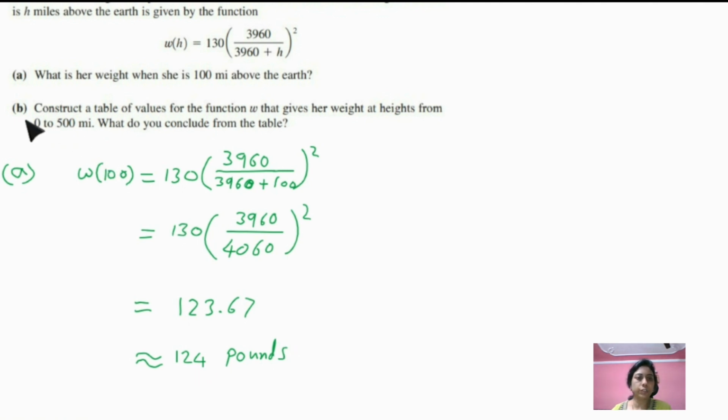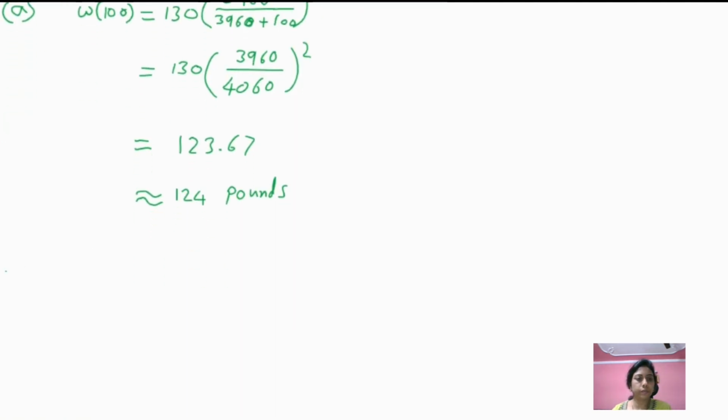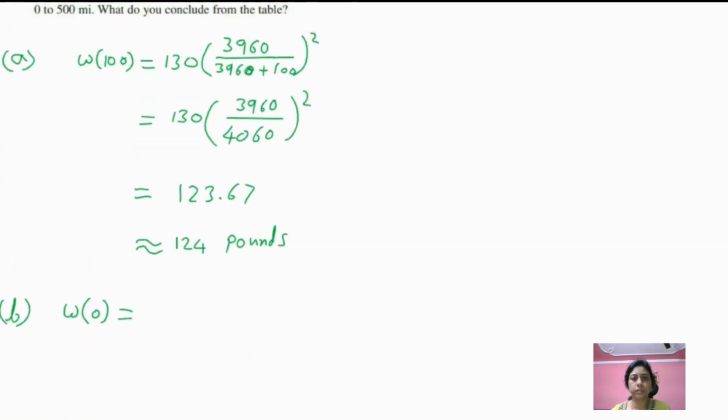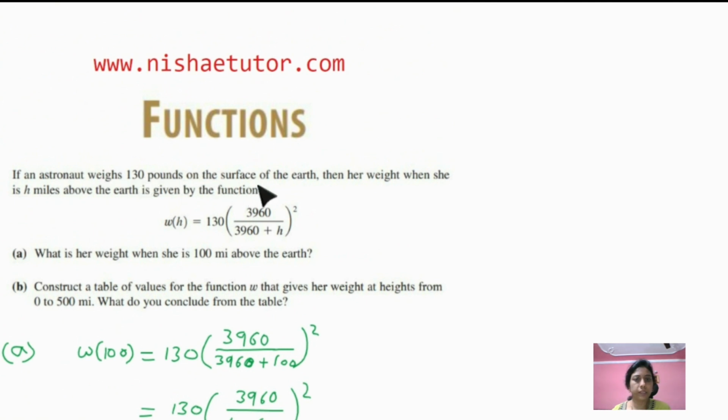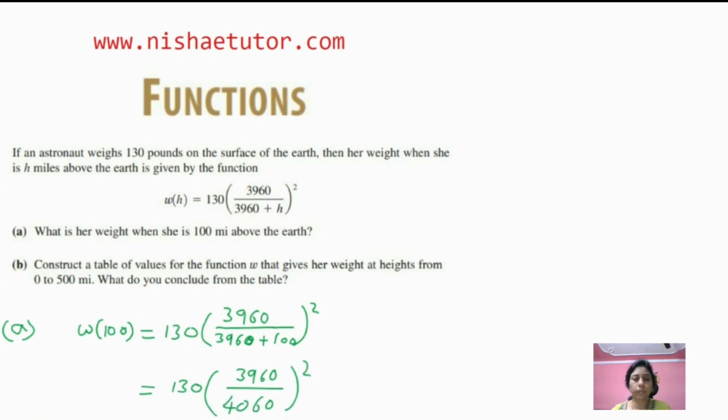Okay. Now here is question B. Construct a table of values for the function W that gives her weight at heights from 0 to 500. What do you conclude from the table? Okay. So for question B, we can solve for when she is on Earth. Her weight is 130 because on the Earth means no h value, it means h value 0, so her weight is 130.